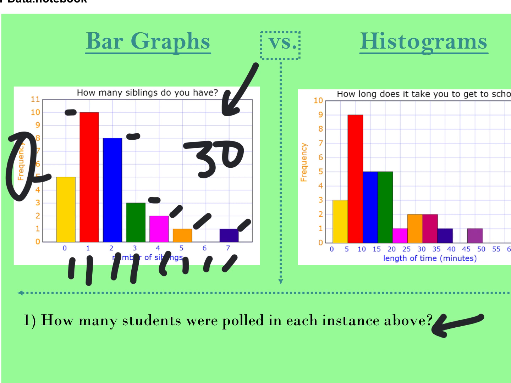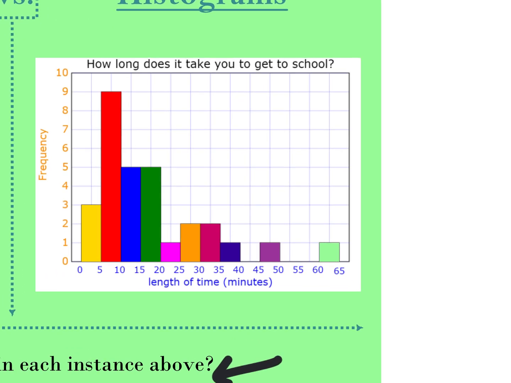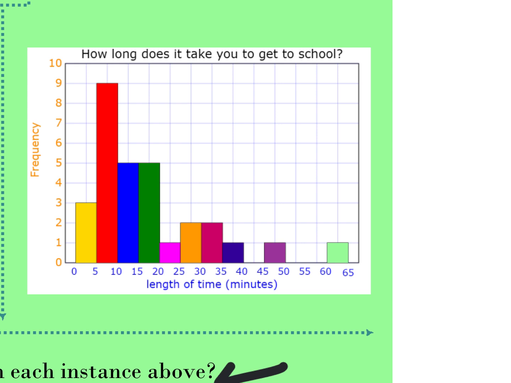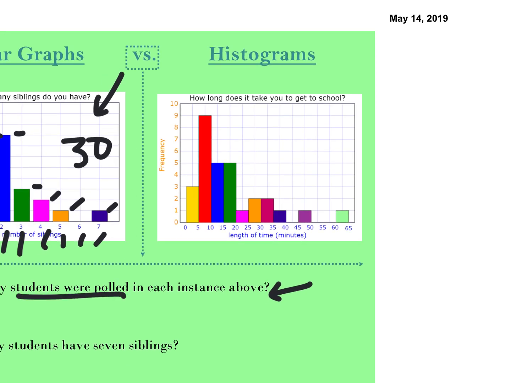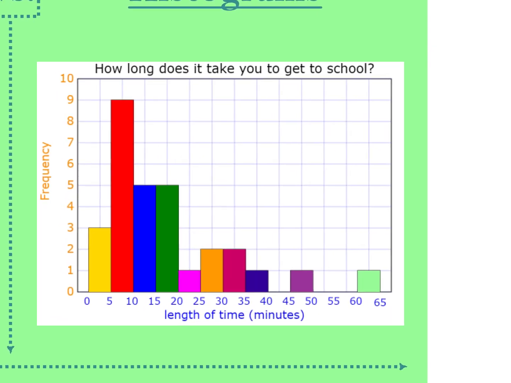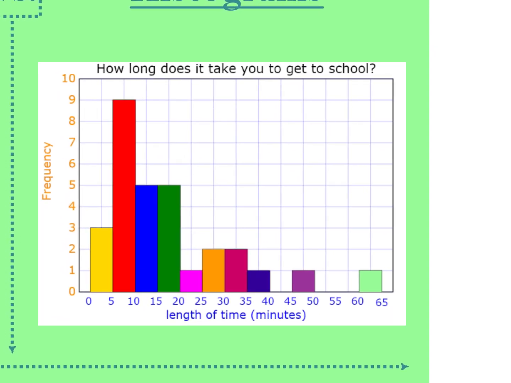I added up how many there were. This was the frequency over here for each thing. How about here? How long does it take you to get to school? How many people did they ask? That's what we're supposed to do. How many people were polled? I bet it's probably the same group, so it's probably 30, but let's find out. 3 and 9, that's 12. Plus 5 and 5 is 10 more, that makes 22 total. This makes 23, 24, 25, 26, 27, 28, 29, 30.